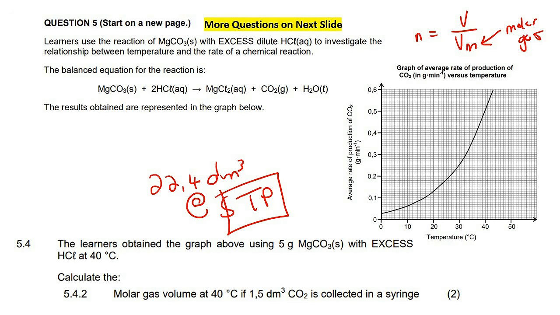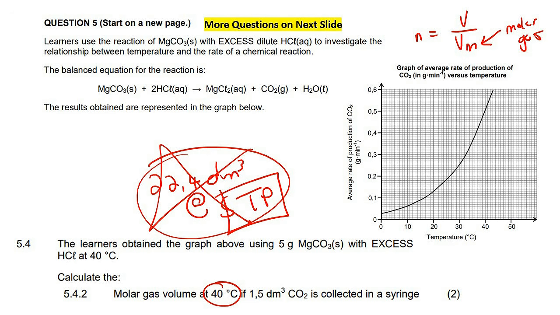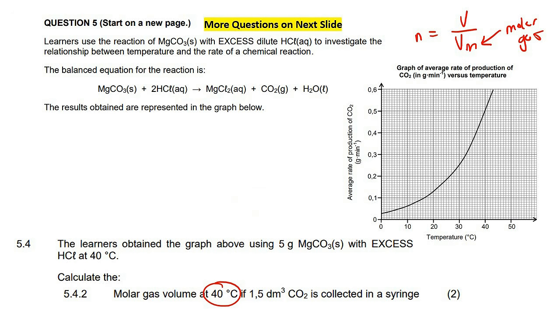We are not at STP, which is 0 degrees Celsius and a certain pressure, which isn't important right now. But if they say STP, then this is going to be 22.4. That's your molar gas volume. But we're not at 0 degrees Celsius. We are at 40 degrees Celsius. So this number is completely irrelevant to us. Okay? So we're going to use the formula anyways, but we're not going to use 22.4.